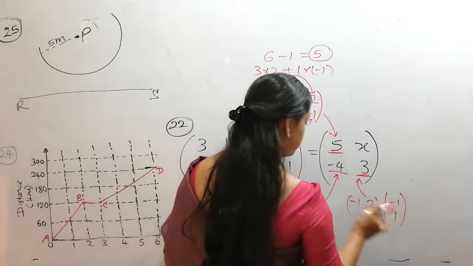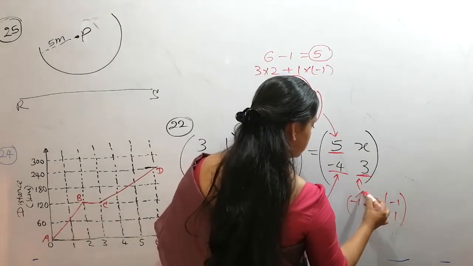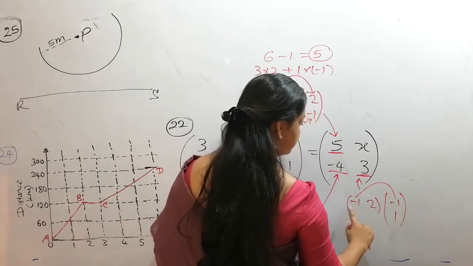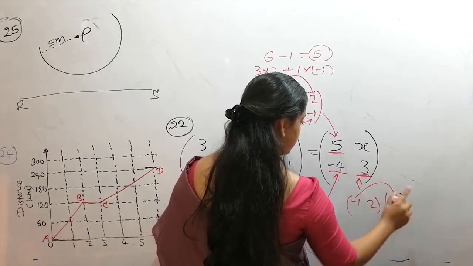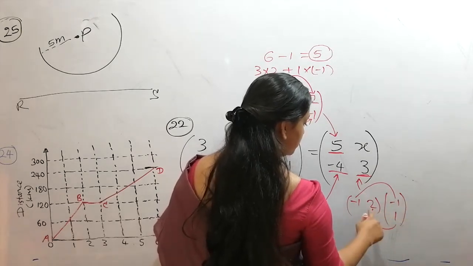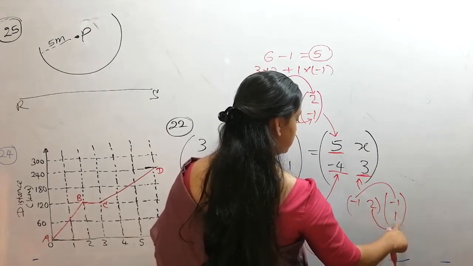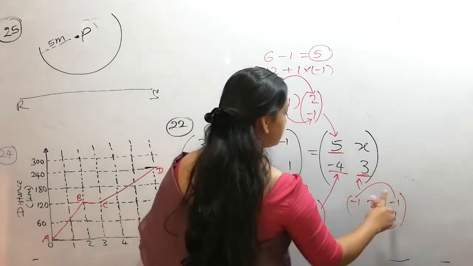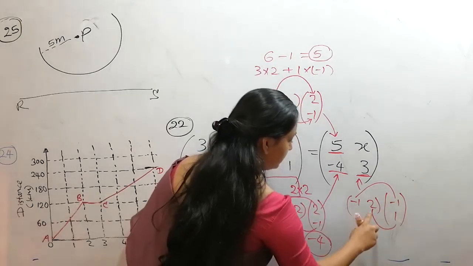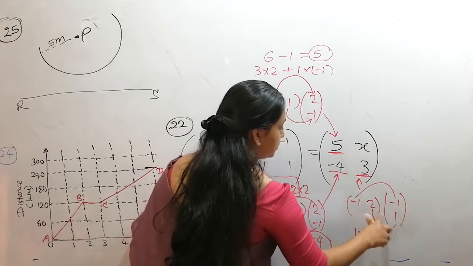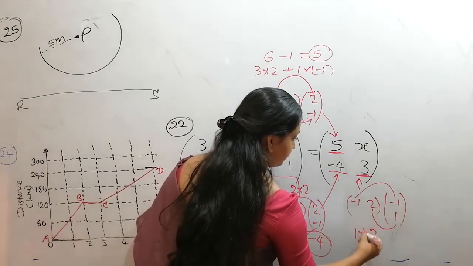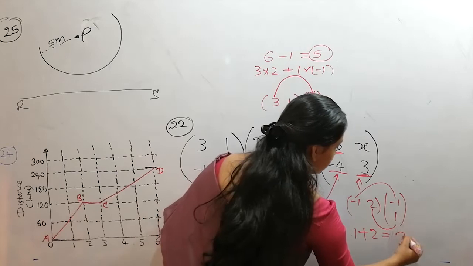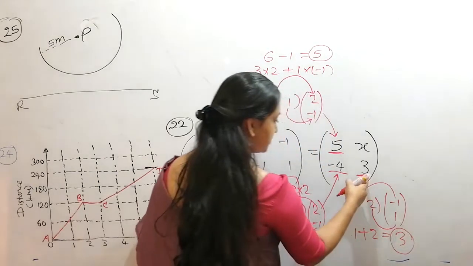Then we have to multiply here first term with here first term: minus 1 into minus 1. 2 into 1, second term with second term. Minus 1 into minus 1 is positive 1. Plus 2 into 1 means positive 2. 1 plus 2 is 3. This is the answer for this position.